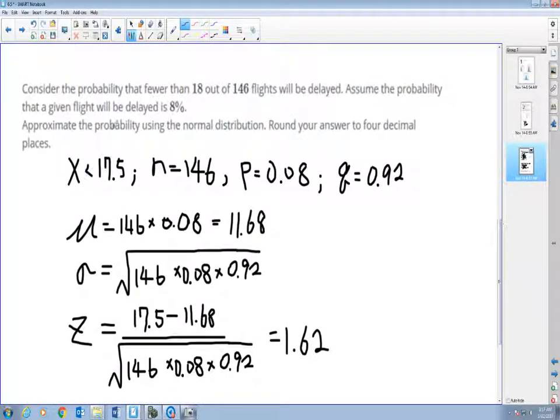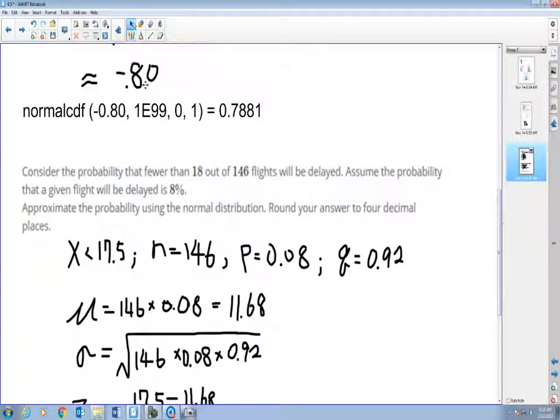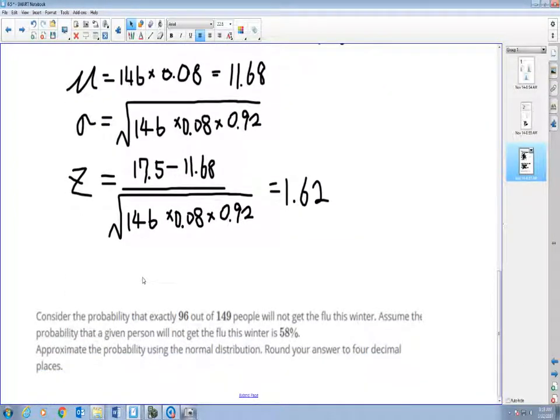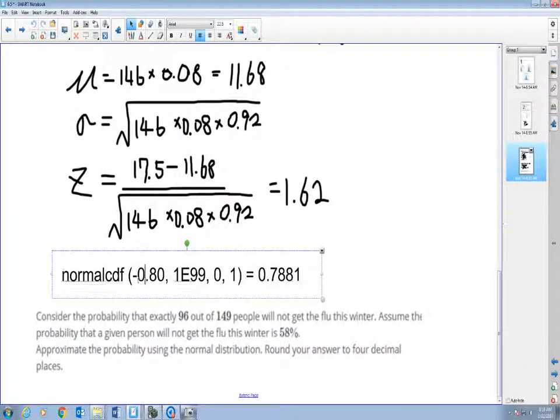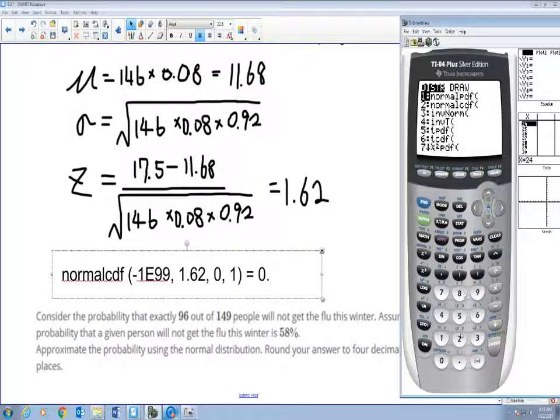Alright, so this time I'm looking for fewer than, okay, it's area to the left. So how far left do I go? Negative infinity. So my normal CDF will be -1E99, comma, all the way up to my upper bound, 1.62, comma 0, comma 1. So the area to the left is 0.9474.